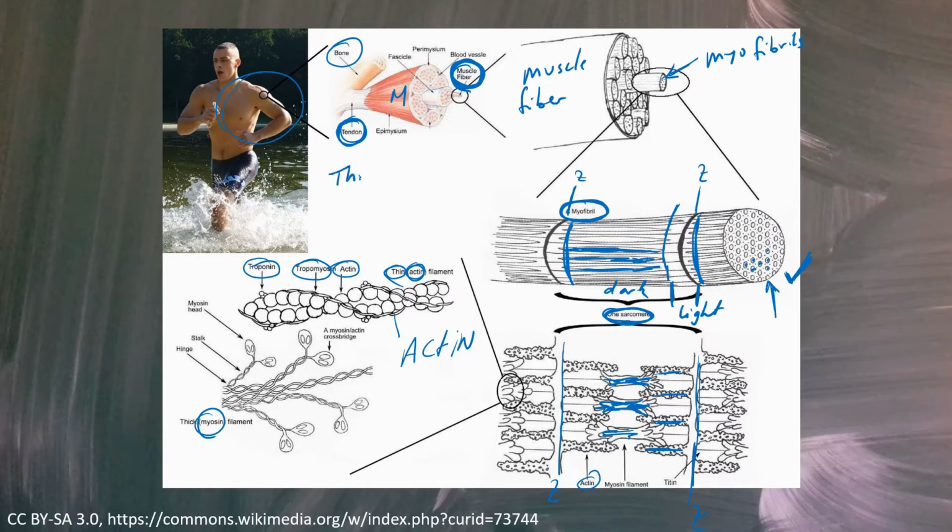The thin filament is actually made of three parts. The actin, which is the main part. We always refer to the whole thin filament as actin because that's the main thing here. Then you have troponin, which is another protein, and tropomyosin.